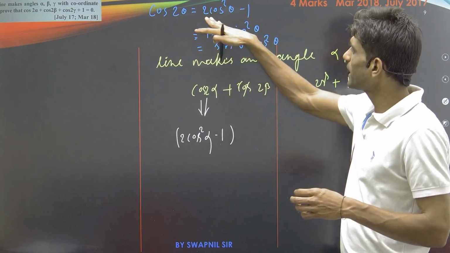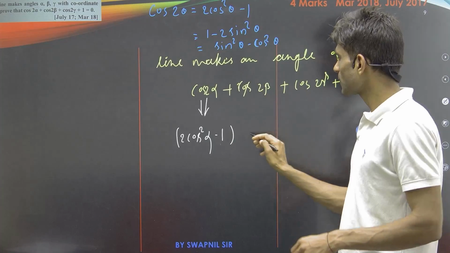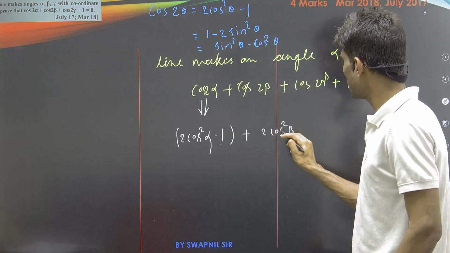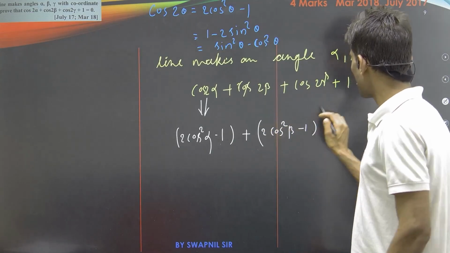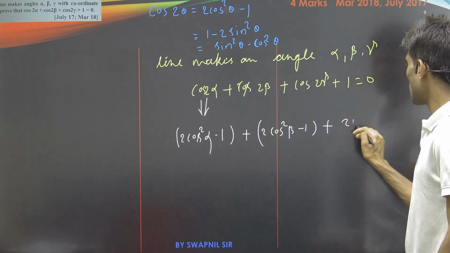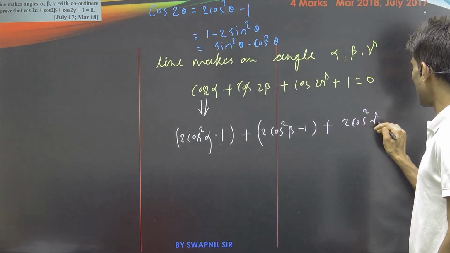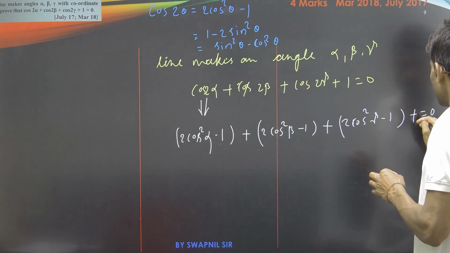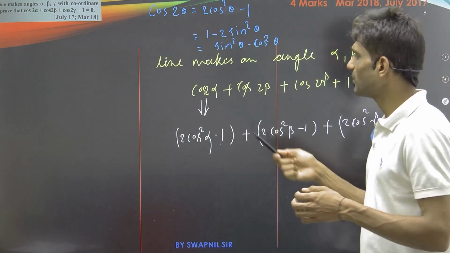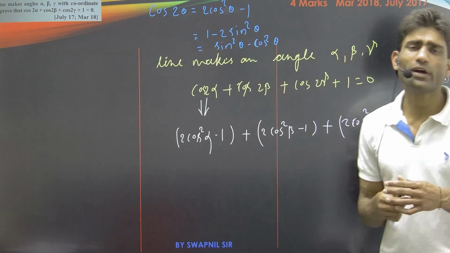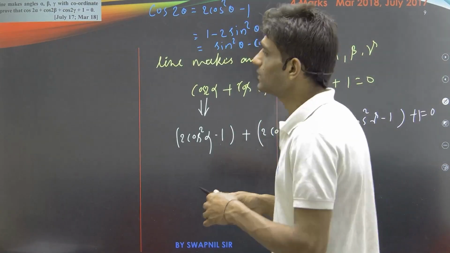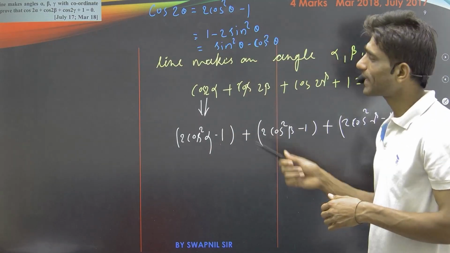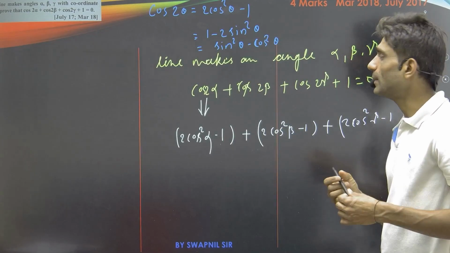So cos 2 alpha can be written as 2 cos square alpha minus 1, plus cos 2 beta can be written as 2 cos square beta minus 1, and cos 2 gamma can be written as 2 cos square gamma minus 1, plus 1, which is equal to 0. So what I have done is basically replace cos 2 alpha, cos 2 beta, cos 2 gamma with 2 cos square alpha minus 1, 2 cos square beta minus 1 and 2 cos square gamma minus 1. I use here the standard values for our trigonometric functions.